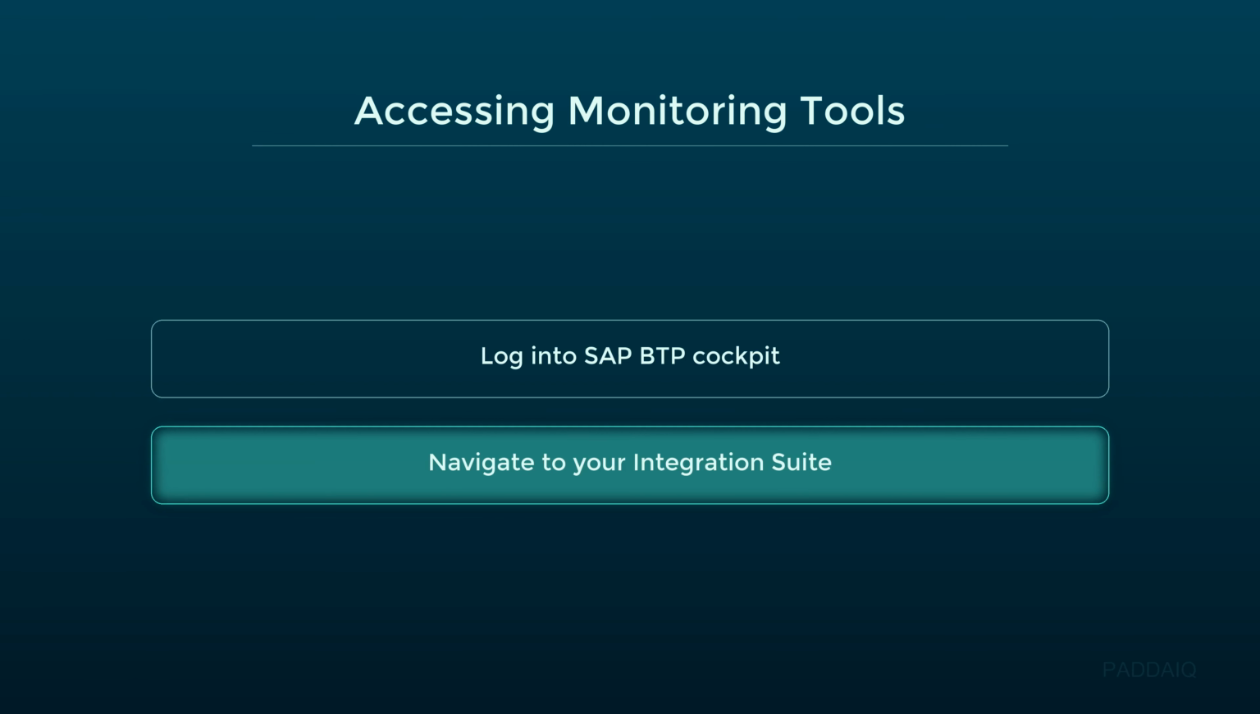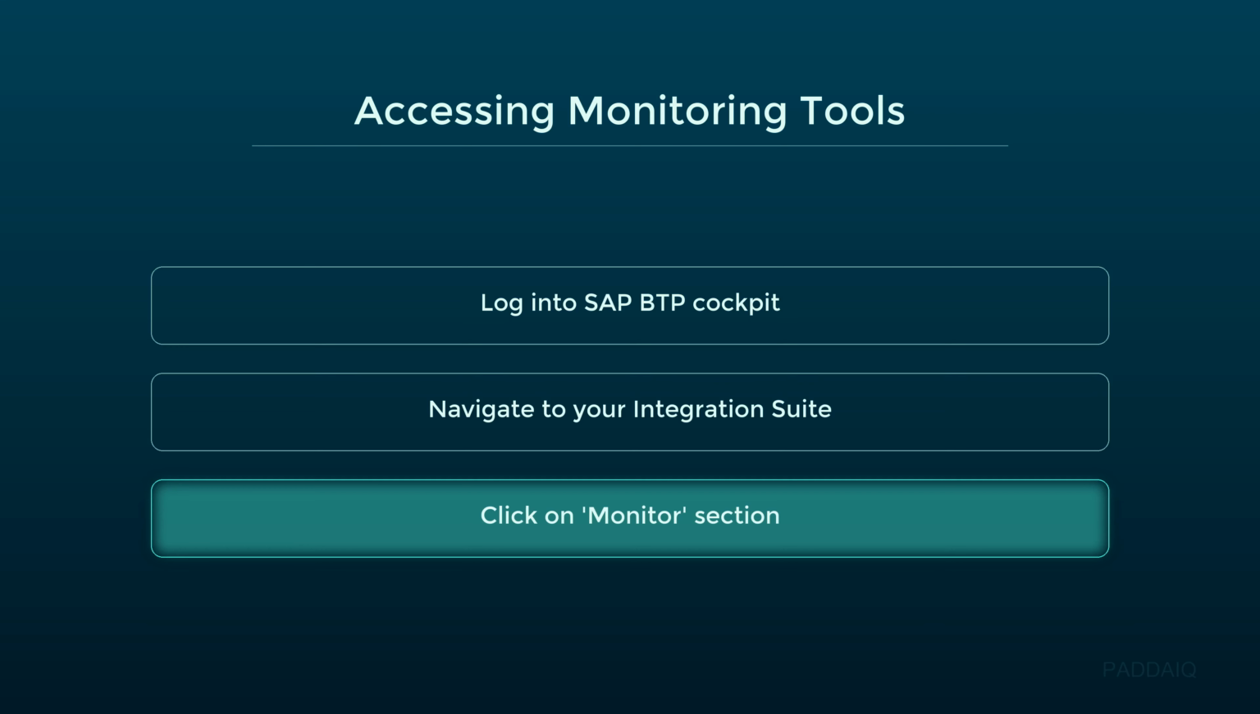Navigate to your integration suite. This means opening the main dashboard where all your integration tools are located. For example, if you are setting up a connection between Salesforce and SAP, you first go here to access the necessary design and monitoring features. This is your starting point for managing all integration tasks.